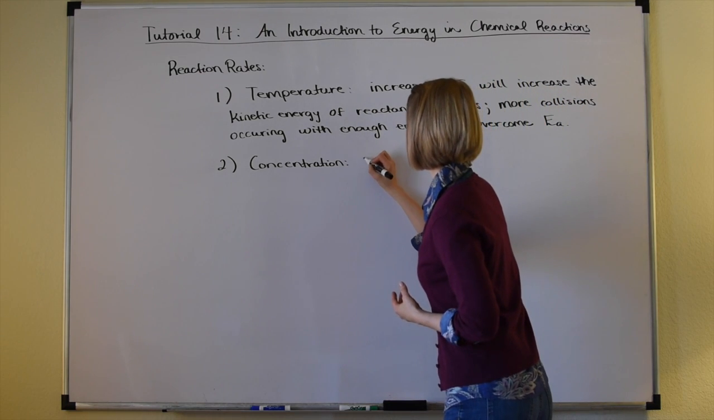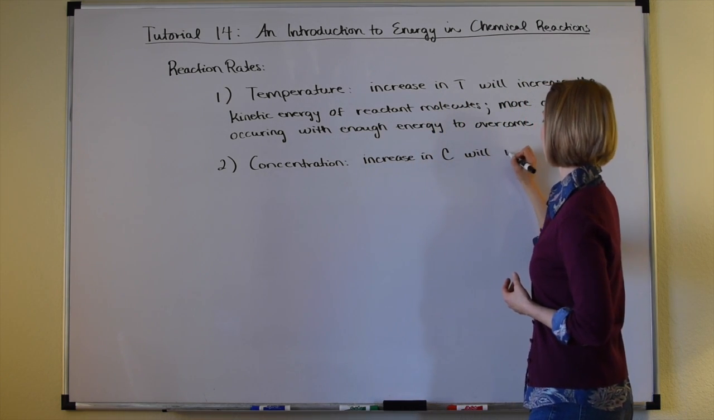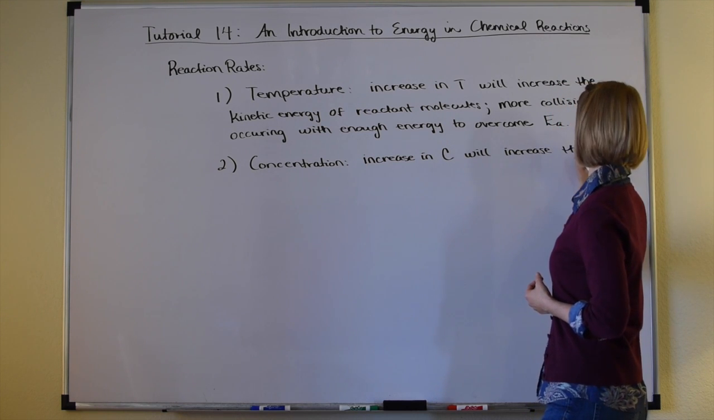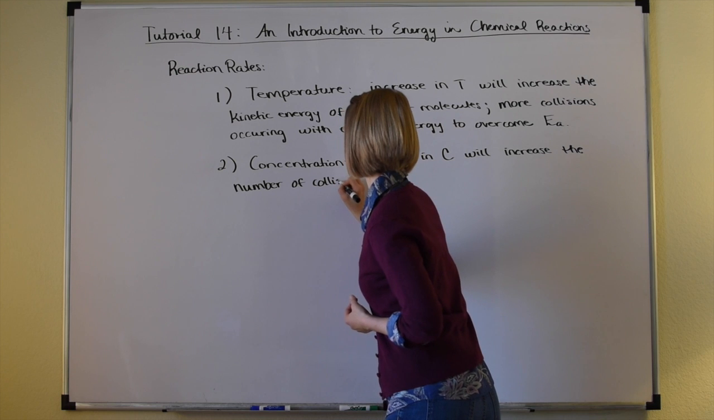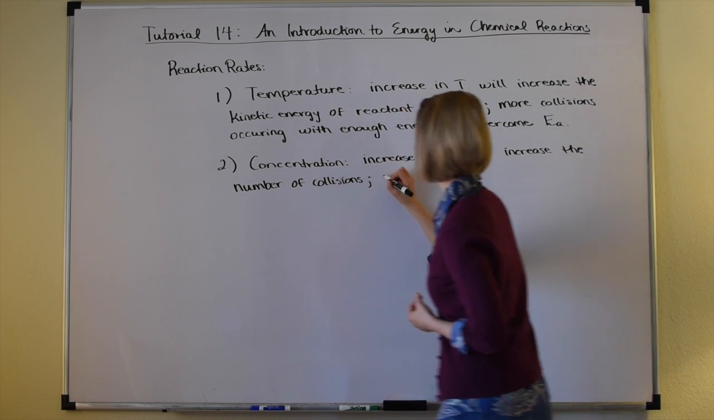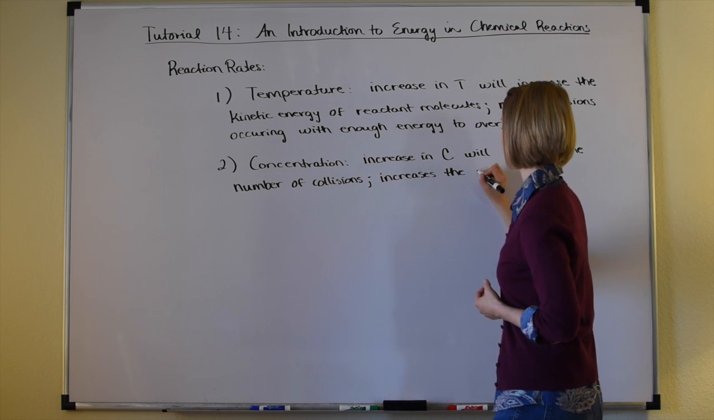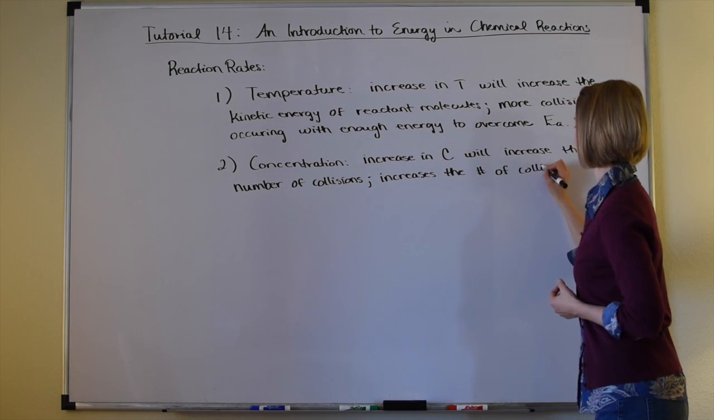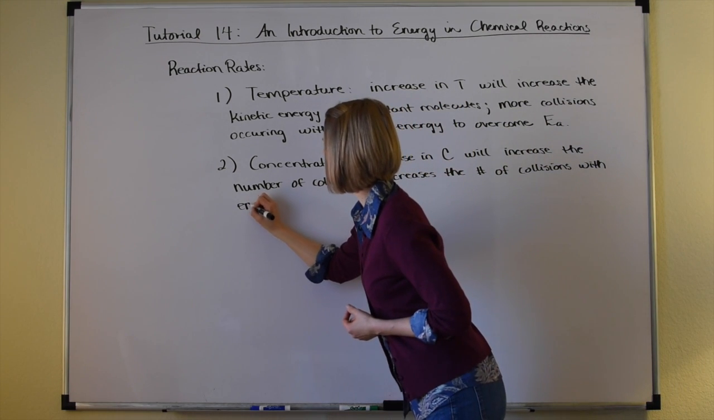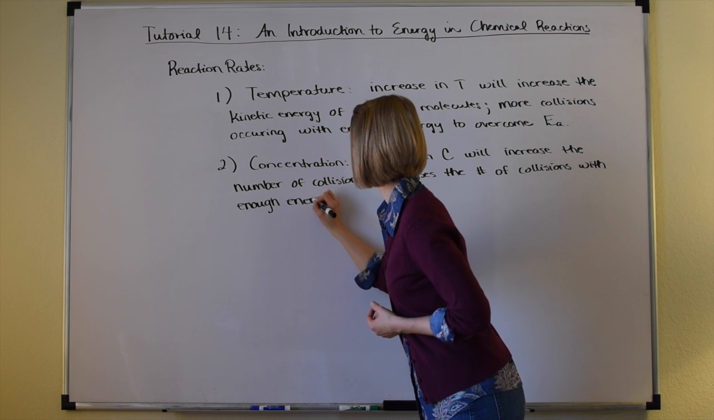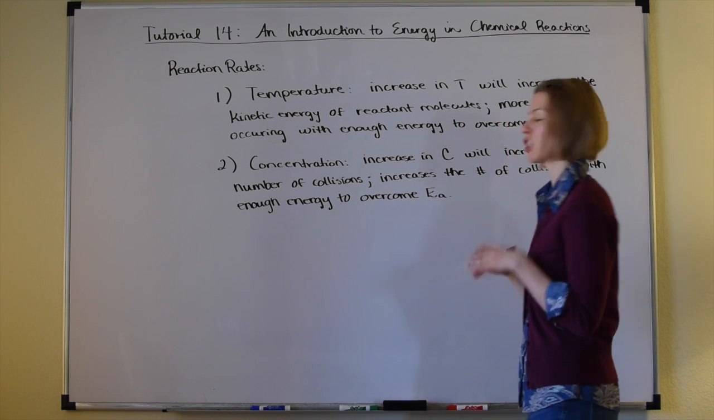So let's write here, an increase in concentration, I'll just write C, will increase the number of collisions. And that will increase the number of collisions with enough energy to overcome E sub A, the activation energy barrier.